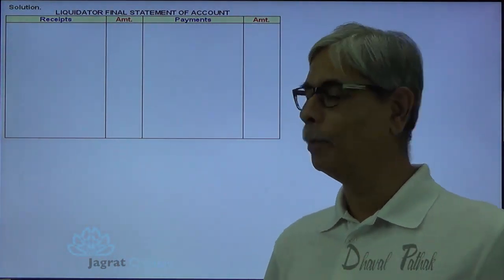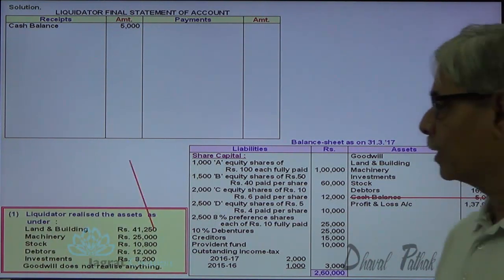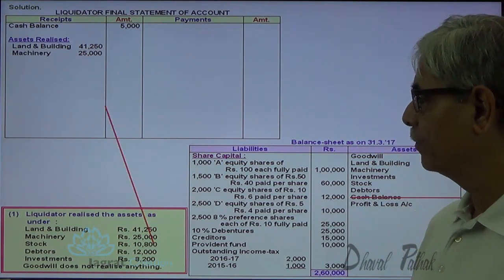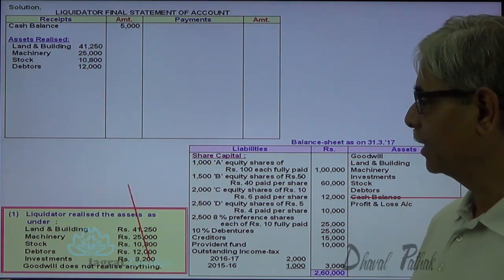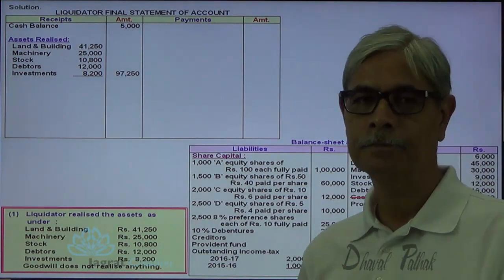First of all, I will write the opening cash and bank balance, 5000. Then assets realized: land and building, machinery, stock, debtors, investment. These are the assets realized.